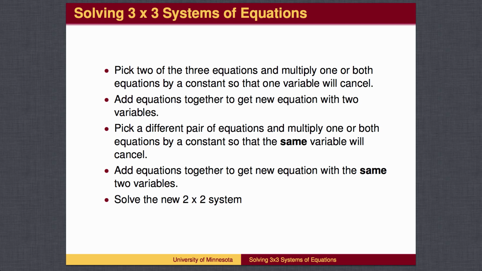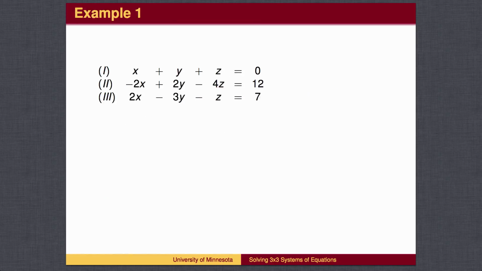The method to solve a 3x3 system is similar. We attempt to reduce the problem to a 2x2 system by eliminating one variable. To do so, pick a pair of equations and multiply by constants to cancel one variable. This will give one equation with 2 variables. Then pick another pair of equations and eliminate the same variable. We now have 2 equations in 2 variables. We can then solve this system.